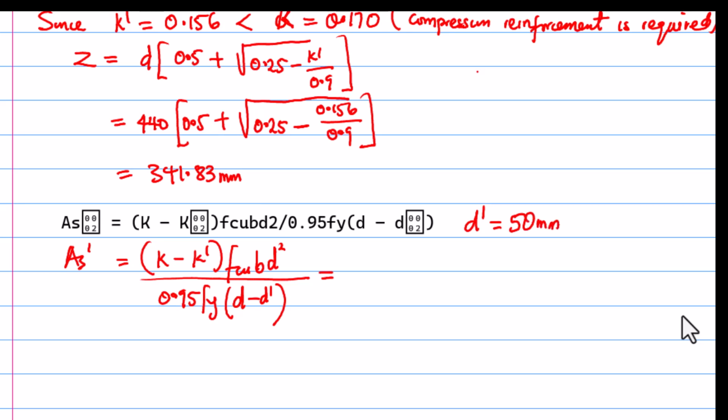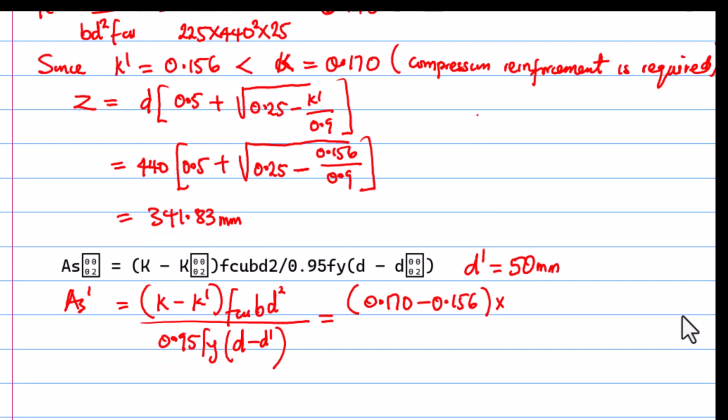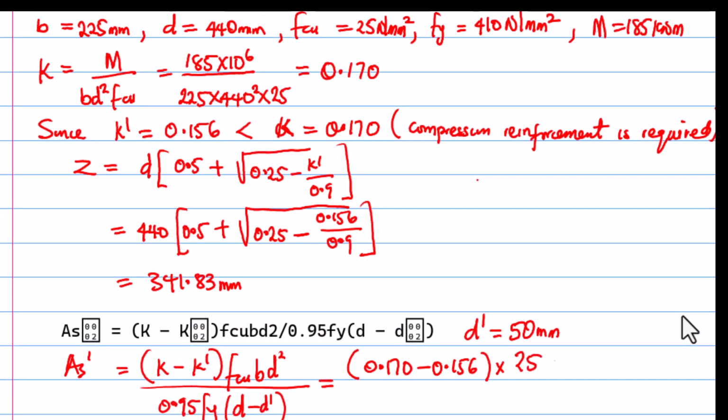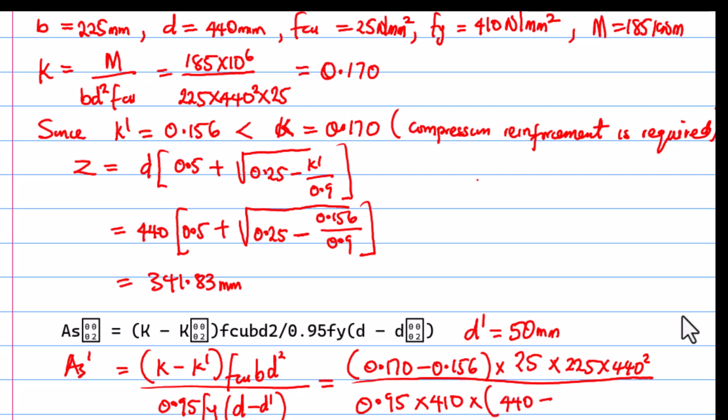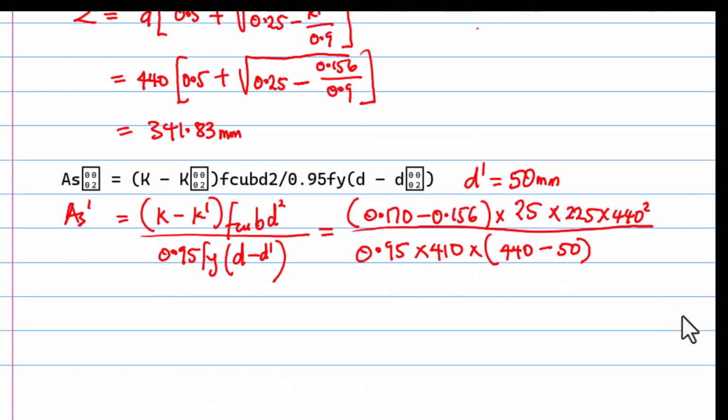So from here now I'm going to get our K. What is our K again? 0.170 minus 0.156 times your FCU, 25, times B, which is 225, times 440 squared, everything all over 0.95 times 410, times bracket open 440 minus 50. So we can also solve this straight away to get our value.